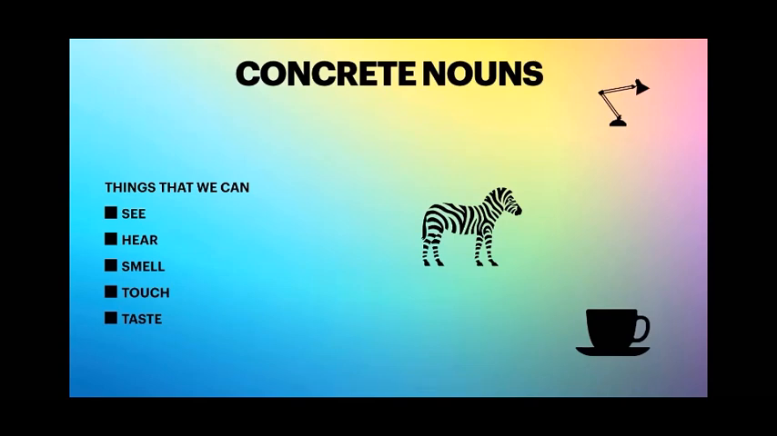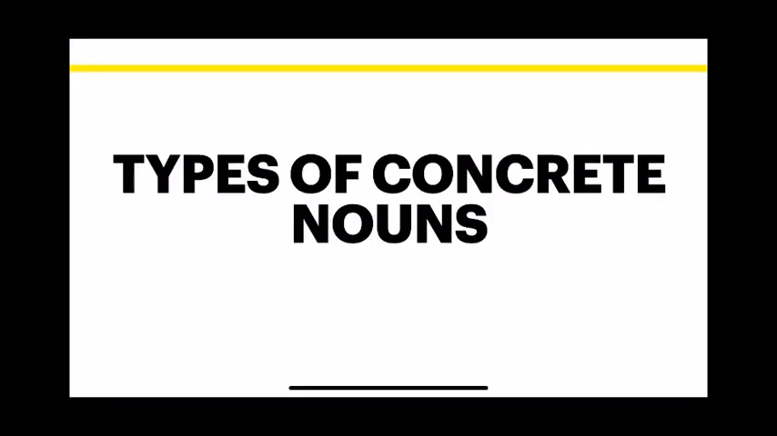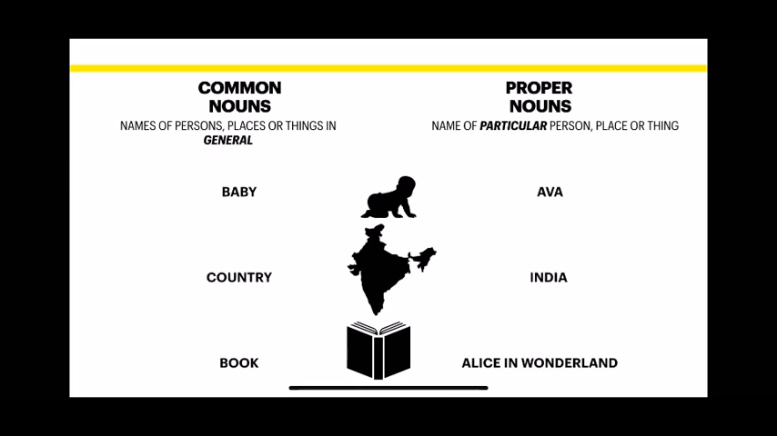Concrete nouns. Now what are these nouns? Things that we can see, hear, smell, touch and taste are concrete nouns. Let's see different kinds of concrete nouns. The first type that we are going to see is common noun. Now common nouns are names of persons, places or things in general.